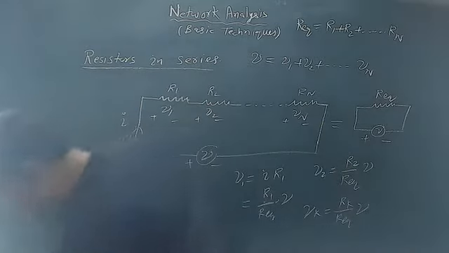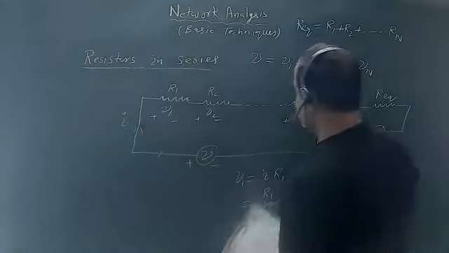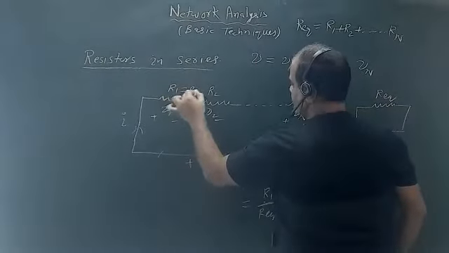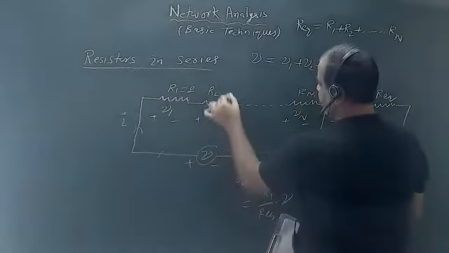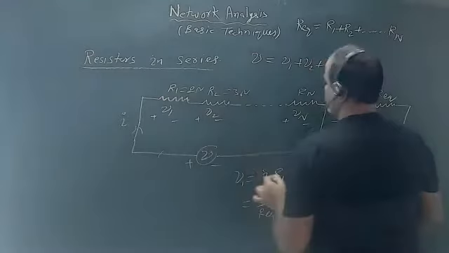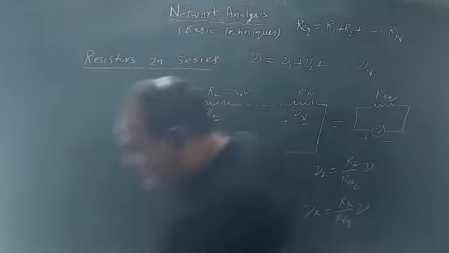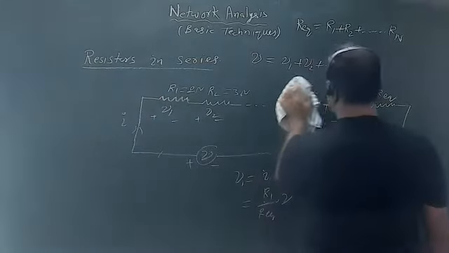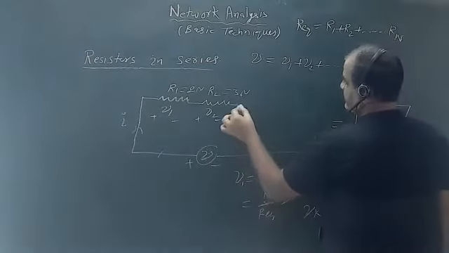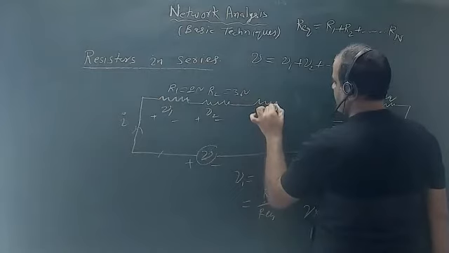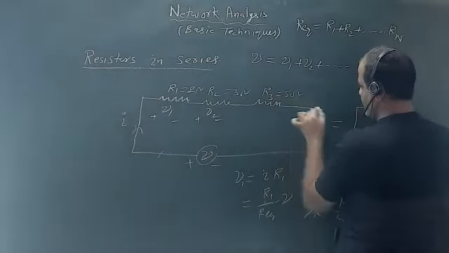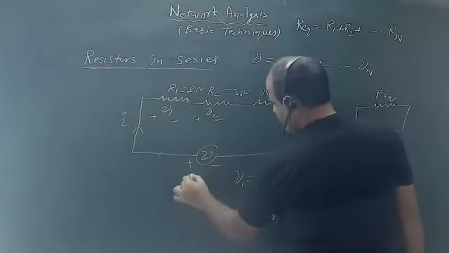Just to give you a number, suppose my R1 is 2 ohm, R2 is 3 ohm, and now I'm taking only 3 resistances. So say I have only 3 resistances. I have one more resistance, R3, whose value is 5 ohm, and say this V is equal to 10 volts.